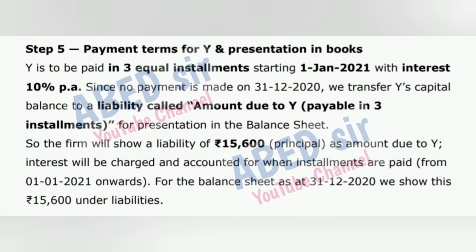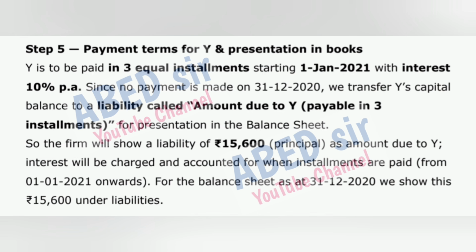Step 5. Payment terms for Y and presentation in books. Y is to be paid in 3 equal installments starting 1st January 2021 with interest 10% PA. Since no payment is made on 31st December 2020, we transfer Y's capital balance to a liability called amount due to Y, payable in 3 installments, for presentation in the balance sheet.